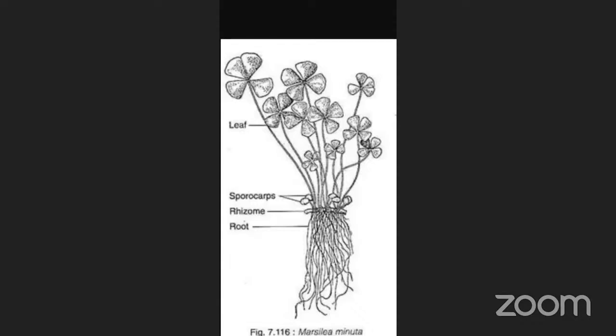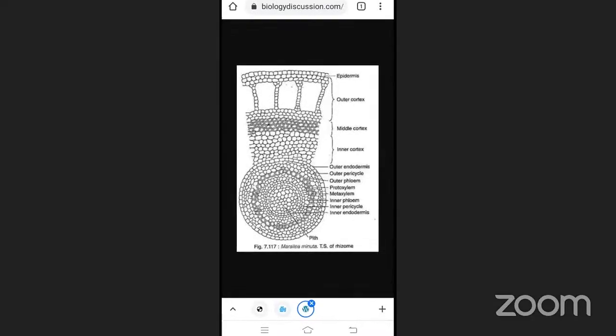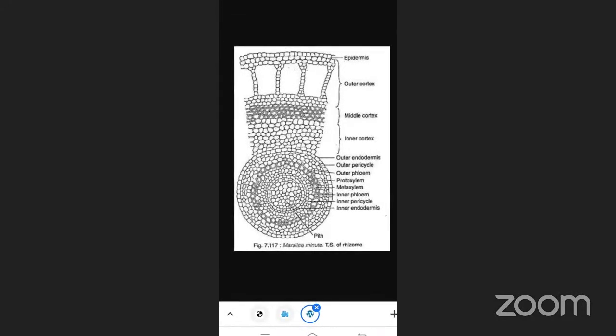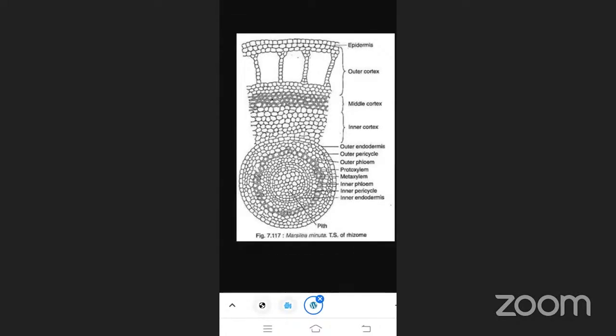Okay. The next one is the rhizome transverse section of Marsilea. This is also circular in outline. It is differentiated into three regions: epidermis, cortex, and stele. The epidermis is a single layer without any stomata, because the rhizome is submerged in the soil. So that's why there is no stomata.